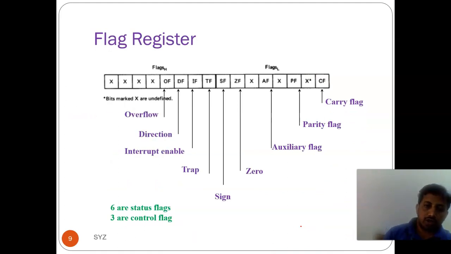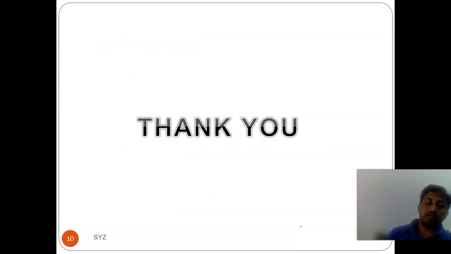Again, in the register organization, we will discuss the flag register of 8086. It is a 16-bit flag register. Out of these 16 bits, 9 are active flags, which are shown over here. Out of the 9 flags, 6 are status flags and 3 are machine control flags.